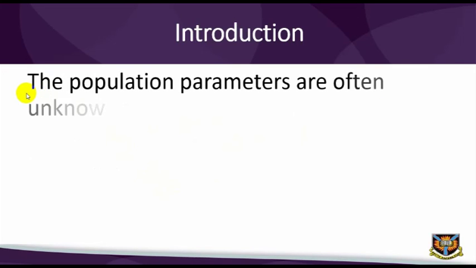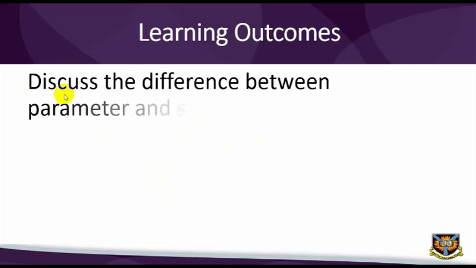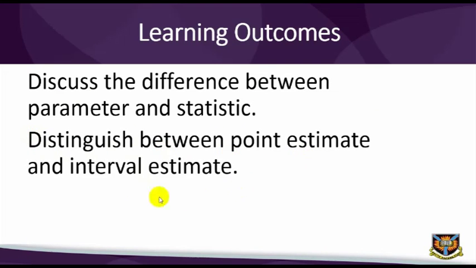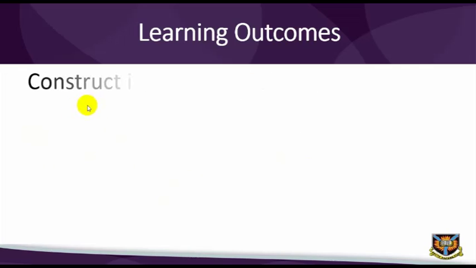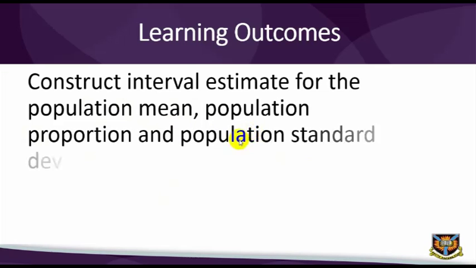Objectives. After this lecture, you should be able to: 1. Discuss the difference between parameter and statistic. 2. Distinguish between point estimate and interval estimate. 3. Construct interval estimate for the population mean, population proportion, and population standard deviation.